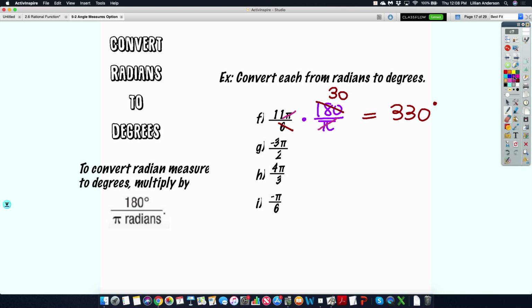Let's do the next one. To convert, I multiply by what? What happened to the pi's? They cancel. Does 2 go into 180? Yes. How many times? 90. What's negative 3 times 9? Negative 27. And then you just add a 0. Will it always happen that way? No, it really depends on how they simplify, but you're worried that you can't multiply these.